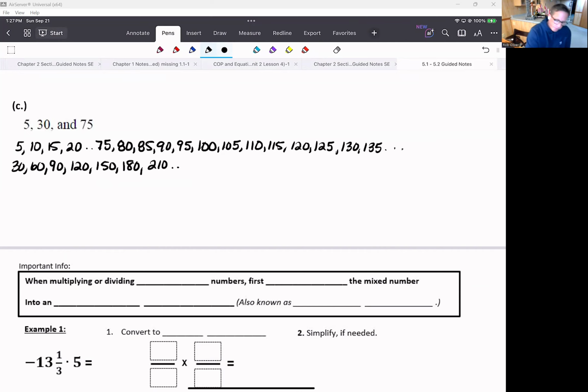All right. And then I should probably keep going with the fives, by the way. I'm gonna go back up. Sorry if I'm going back and forth. I'm gonna do 140, 145, 150.